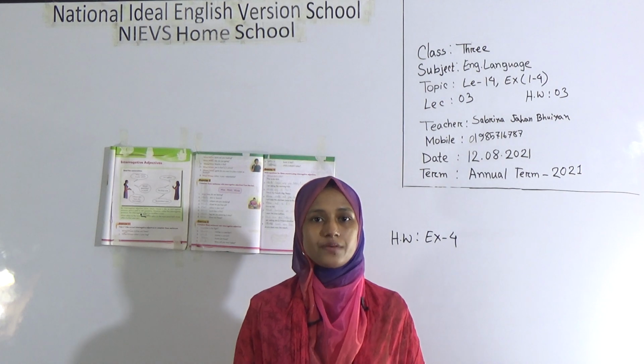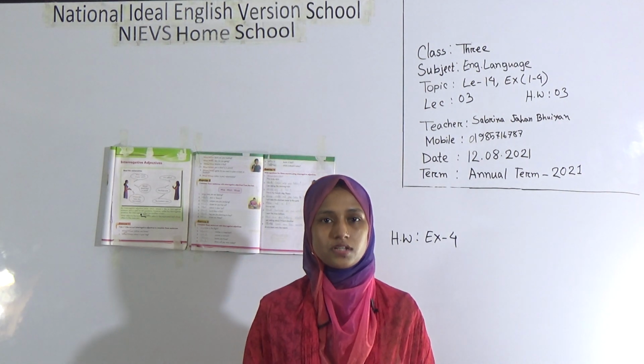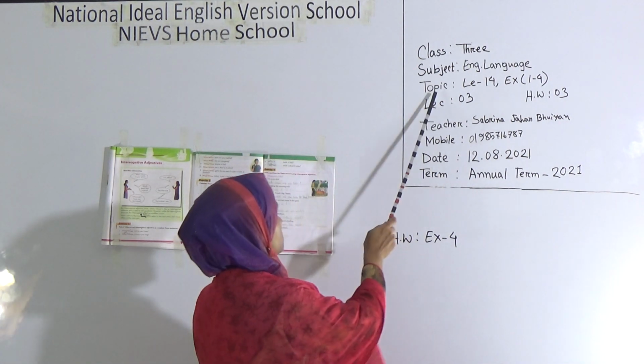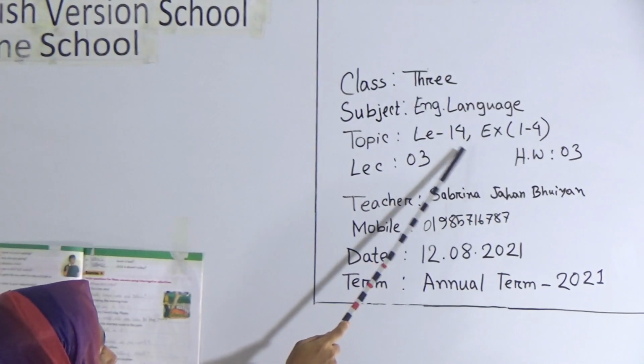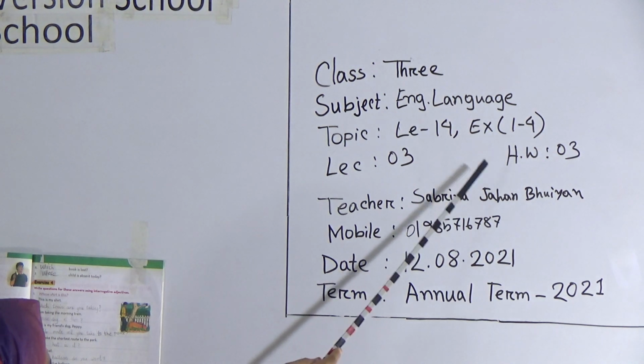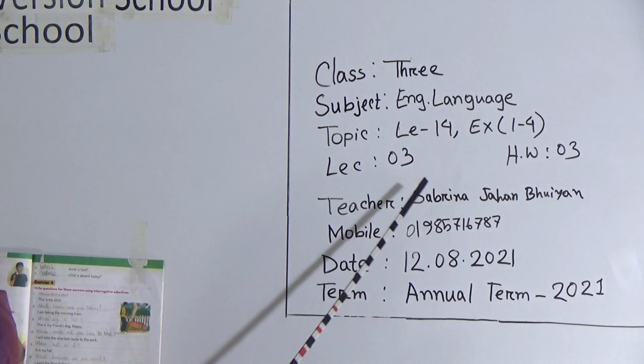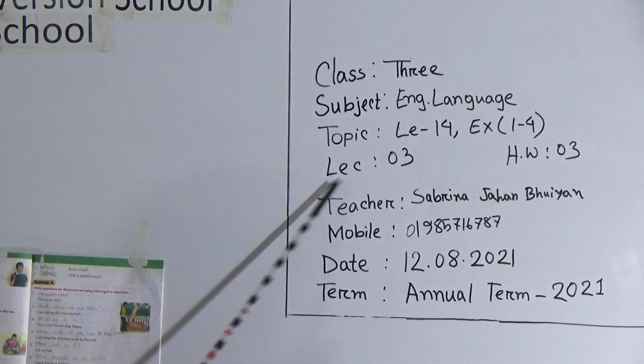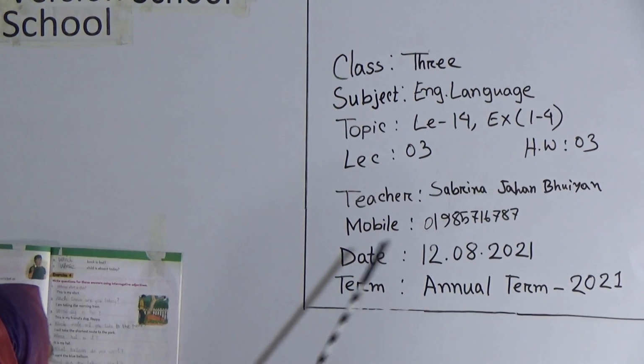Dear students, today I am going to take English language class for the students of class 3. Our today's topic is lesson 14 and its exercise 1 to 4. That means exercise 1, 2, 3, 4. All of these exercises we are going to finish today. And this is our lecture number 3 and SW number 3. Okay, so let's start our today's topic.